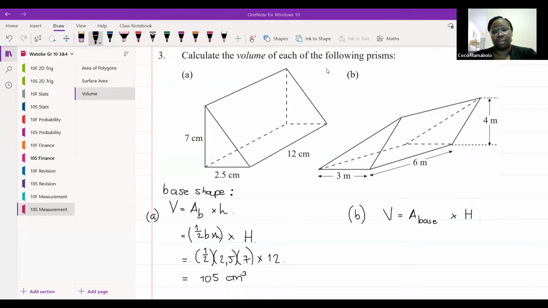All right, when you guys are done, pop your answer in the chat. Okay, yes, Pascal, correct. So we're going to have the area of my base, which is also a triangle. So we're going to have half the base, which is 3, times the perpendicular height, which is 4, multiplied by the height of the prism, which is 6. And together that must give us 36 centimeters cubed.